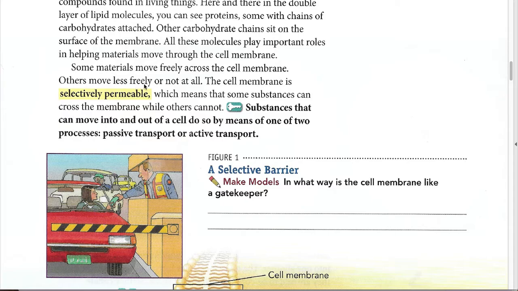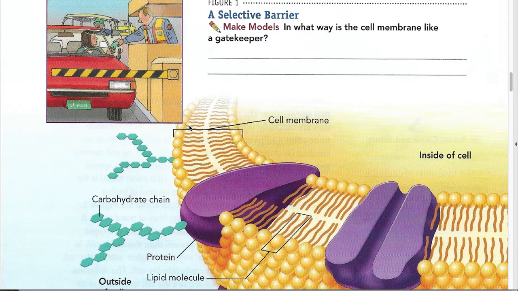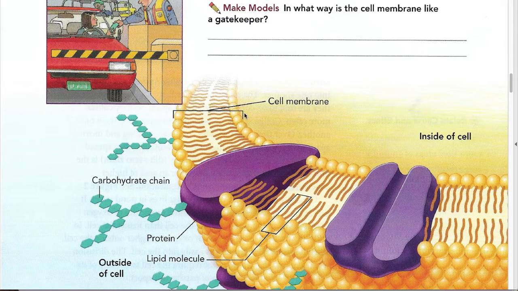Some materials move freely across the cell membrane. Others move less freely or not at all. The cell membrane is selectively permeable, which means that some substances can cross the membrane while others cannot. Substances that can move into and out of a cell do so by means of one of two processes: passive transport or active transport. That's very, very important there. There you go. There is an up close view of the cell membrane.